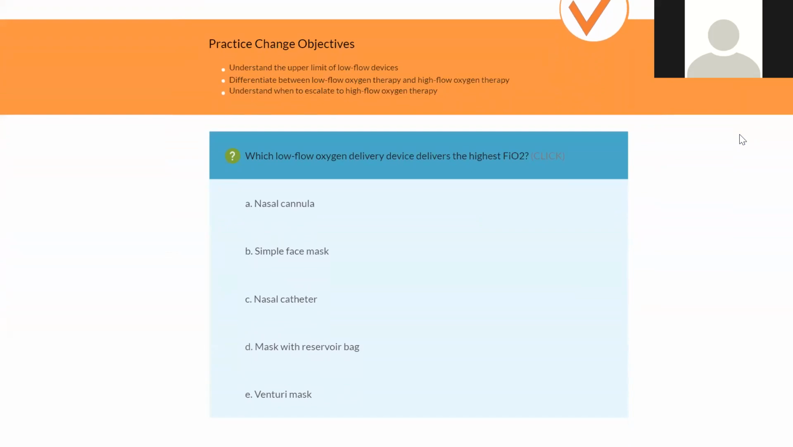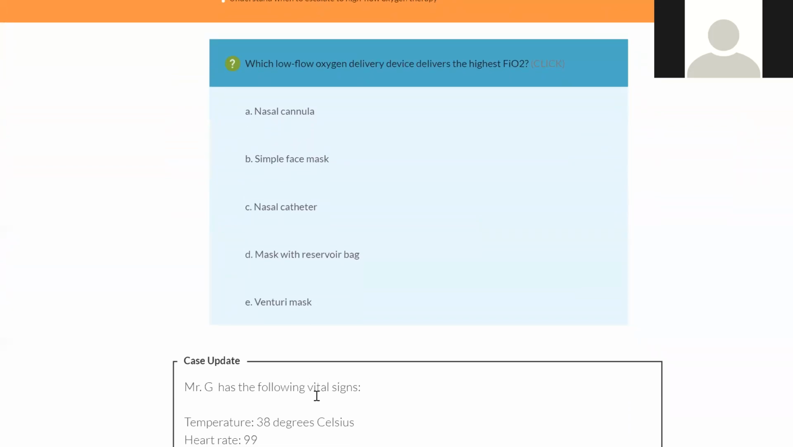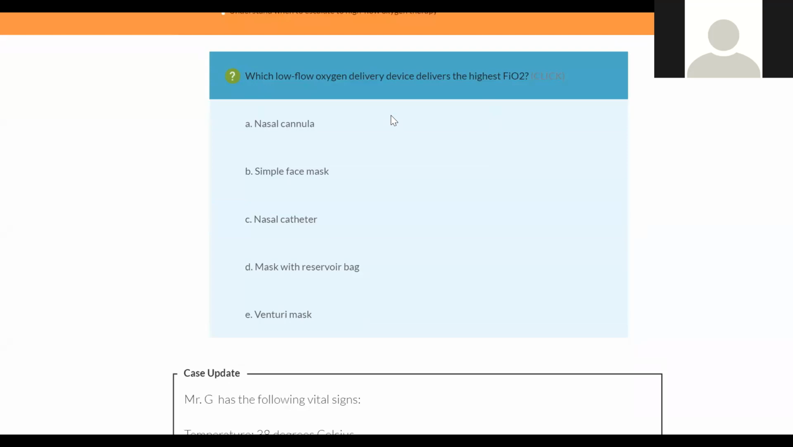So for this first part, again, we're going to be able to understand the upper limit of low flow devices, and we have seen that previously. And we need to differentiate between low flow and high flow and understand when to use high flow. So let's start with a question, and I will ask you to put the answer in the chat. Which low flow oxygen delivery device provides the highest FiO2 among those five? Nasal cannula, a simple face mask, nasal catheter, mask with a reservoir, and ventilatory mask. You need to choose one.